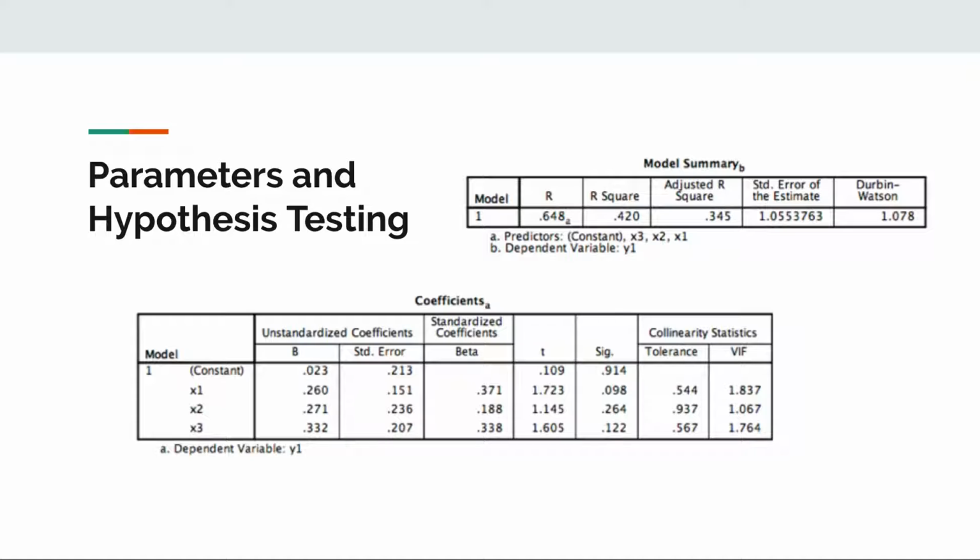If we look at our second analysis and our parameters and hypothesis testing, our Durbin-Watson should be close to 2. Ours is 1 here, so this violates the assumption of independent residuals. Our VIF values should still be less than 4, which they are, so there's no problem with multicollinearity. All of our sig values are above 0.05, which makes them not significant, and we've failed to reject the null.